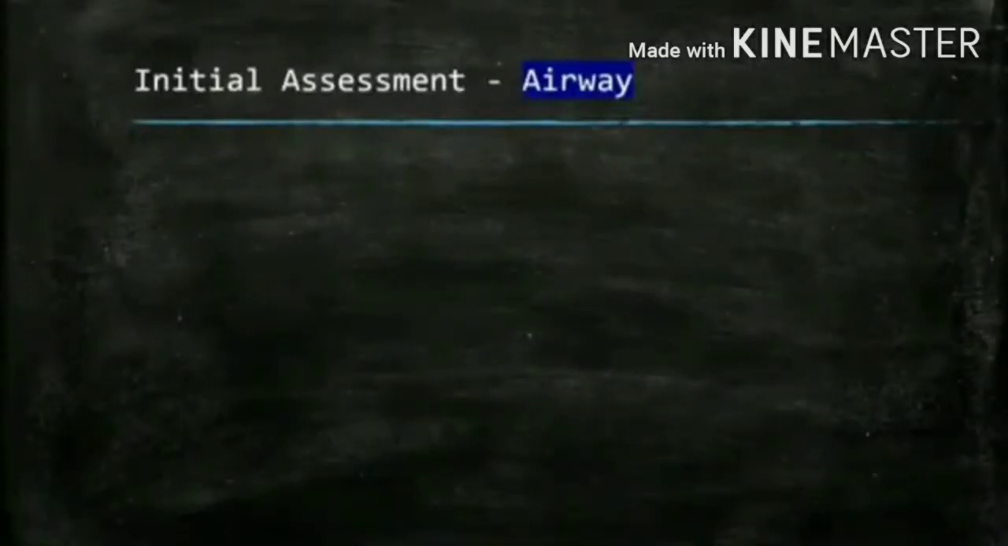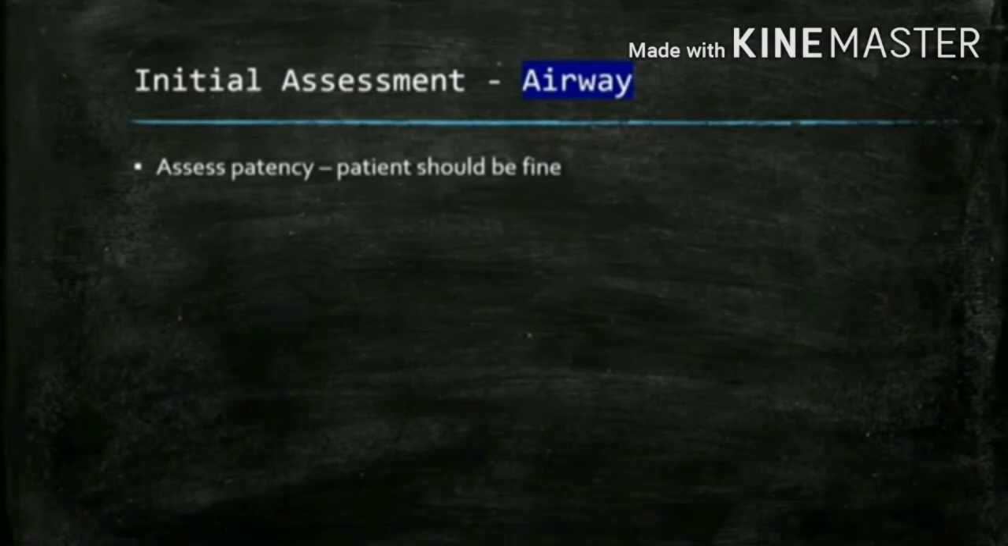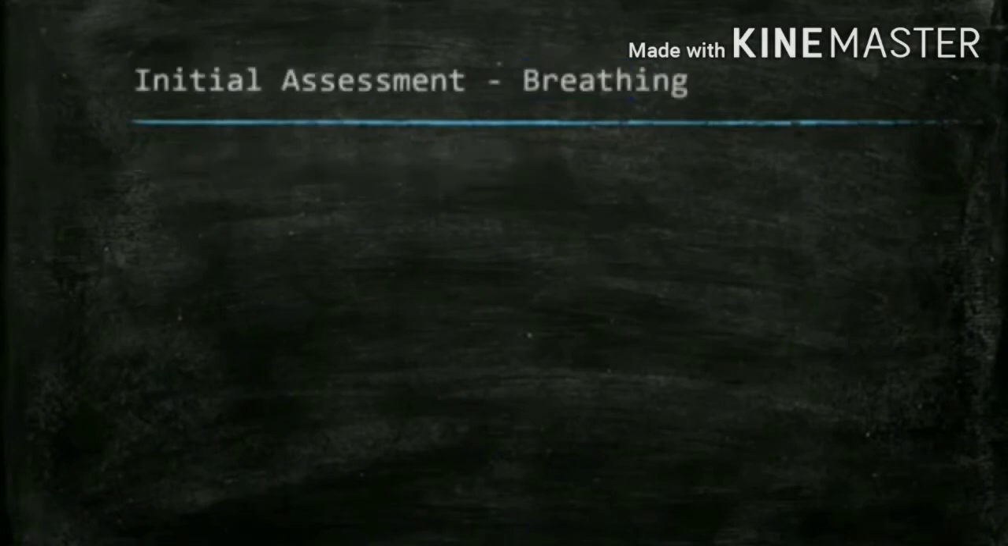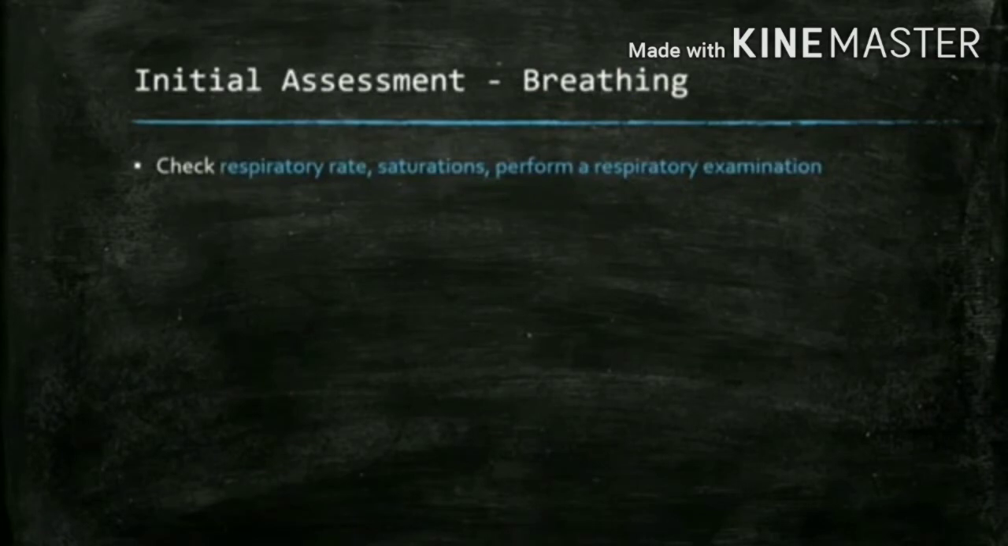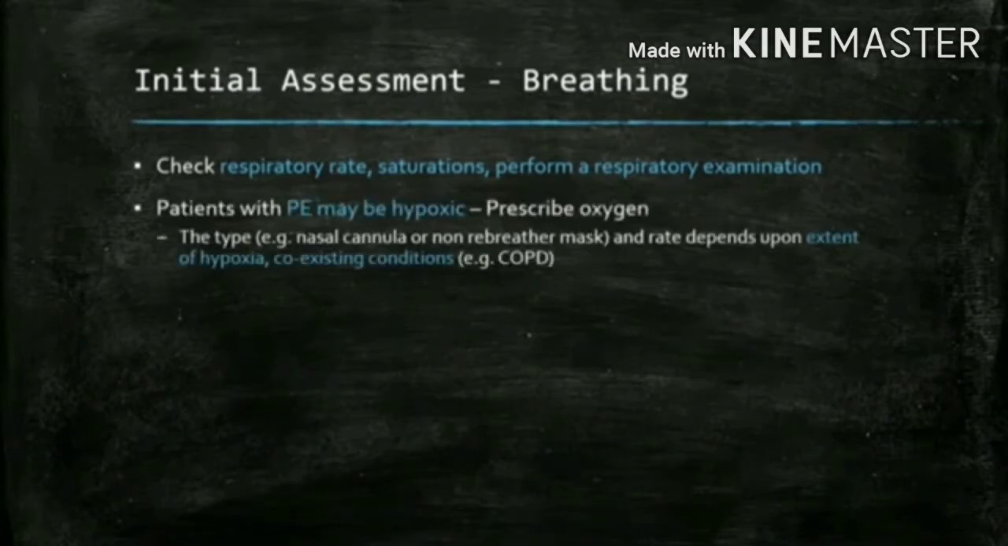So as a nurse, the first initial assessment will be to assess the patency of the airway, whether the patient is able to pass air, whether he is fit, fine or not. Then for breathing, we will check respiratory rate, saturation and perform a respiratory examination. Generally the patient with a PE is hypoxic, so we'll prescribe oxygen.